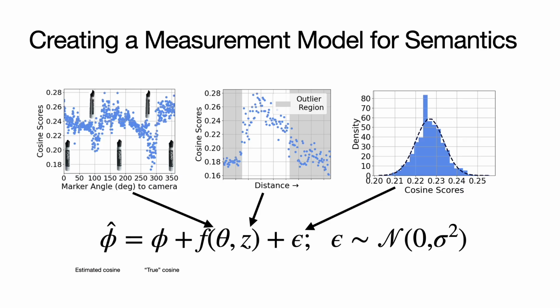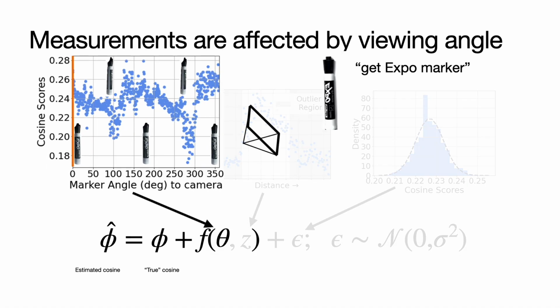To address the second problem of how to combine semantic knowledge across views, we first recognize that there are errors in semantic observations and create a measurement model of semantics by identifying three key areas of potential errors. Firstly, measurements can be affected by viewing angle.